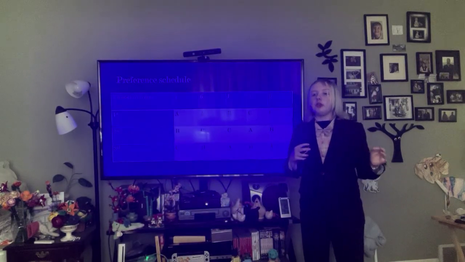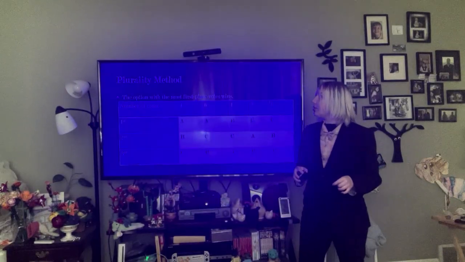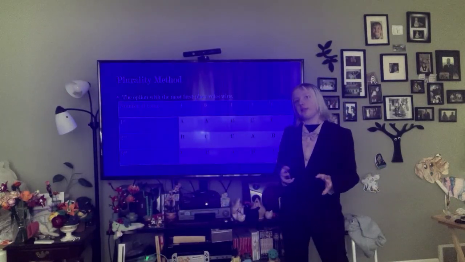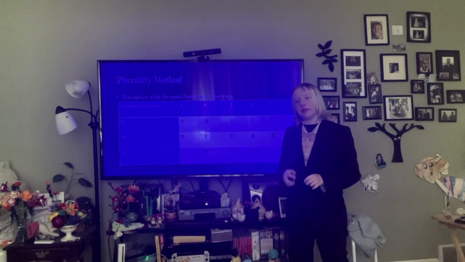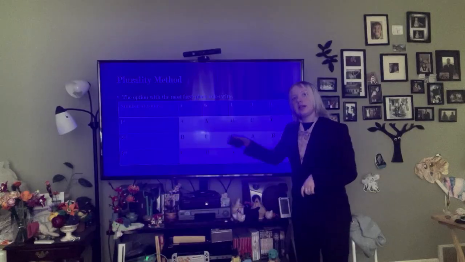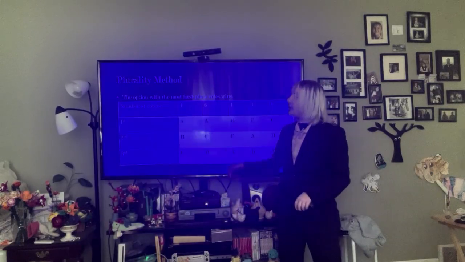There are many ways to find a winner, but no way is without flaw. The first way we will go over is the plurality method. The plurality method is when the option with the most first place votes wins. So, in this example, A has 10 first place votes, B has 1 first place vote, and C has 9 first place votes. This means that A wins using the plurality method.